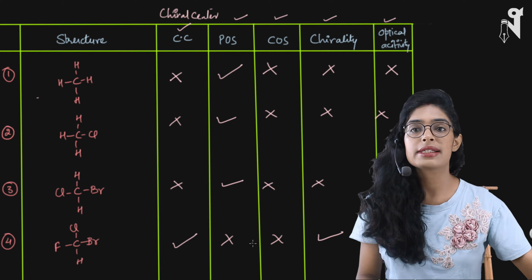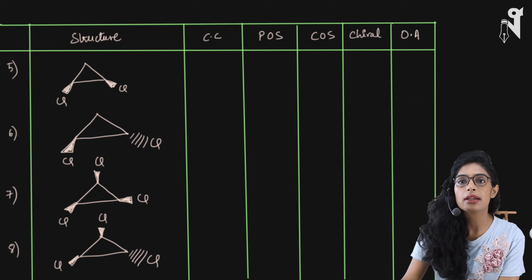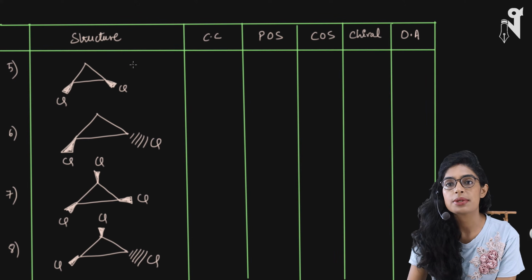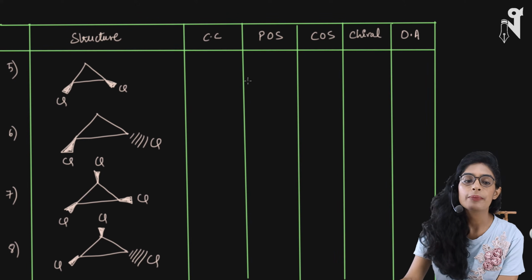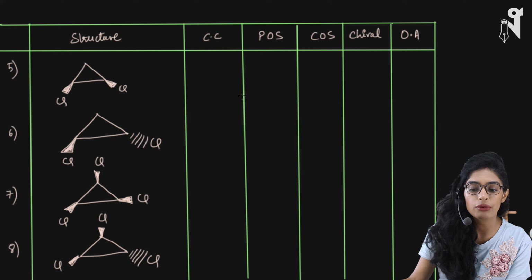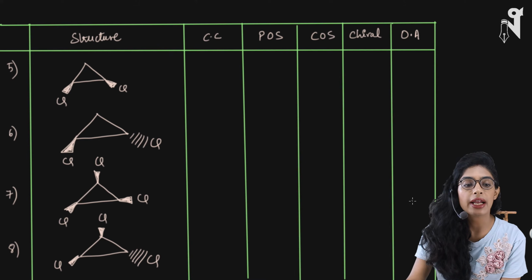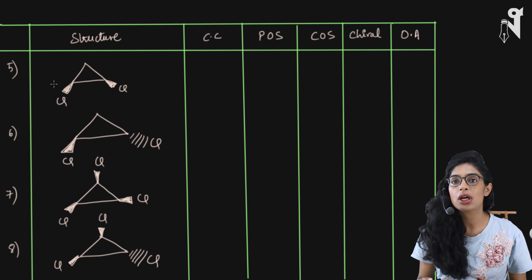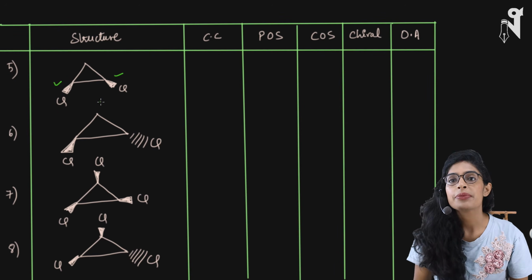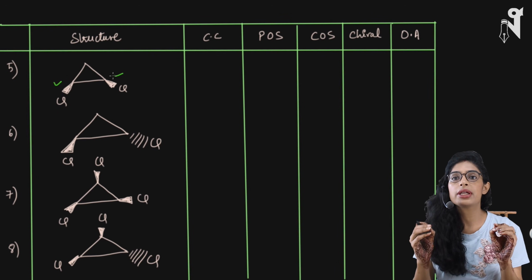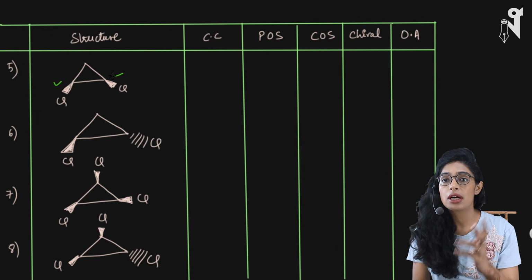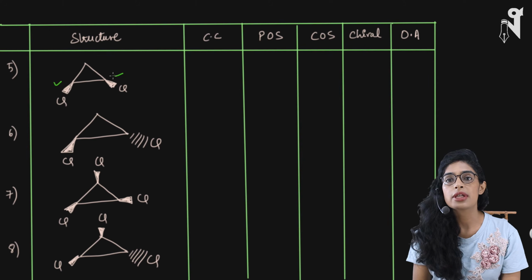Now let's look at the next set of examples. These are the next set of examples, and let's see whether we have chiral center, POS, COS, chirality or optical activity present in these molecules or not. So look at this molecule. We have a cyclopropane with two chlorines present, and I have shown them with the wedged bond. That means both are in the same plane facing towards the viewer. So both the chlorines are in the same plane facing towards the viewer. This is the cis isomer of the dichlorocyclopropane.